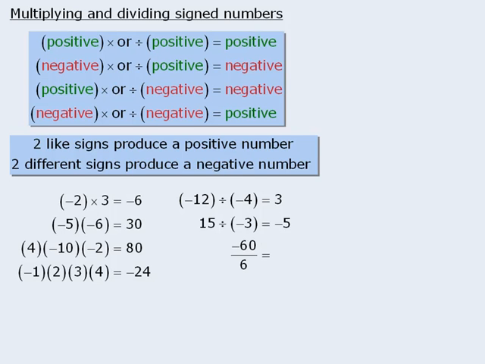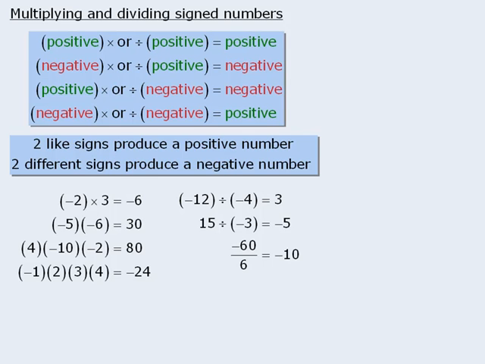Also note that we can express division as a fraction, so this is the same as -60 divided by 6. Since the two signs here are different, the result will be negative. So -60 divided by 6 will be equal to -10.